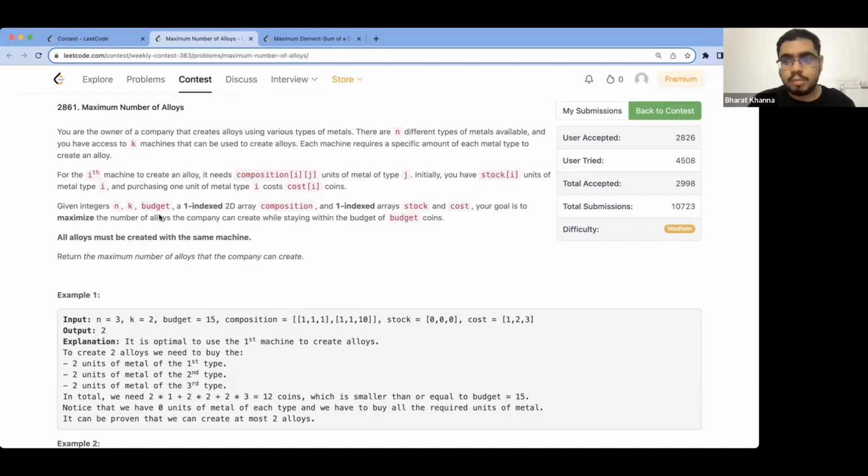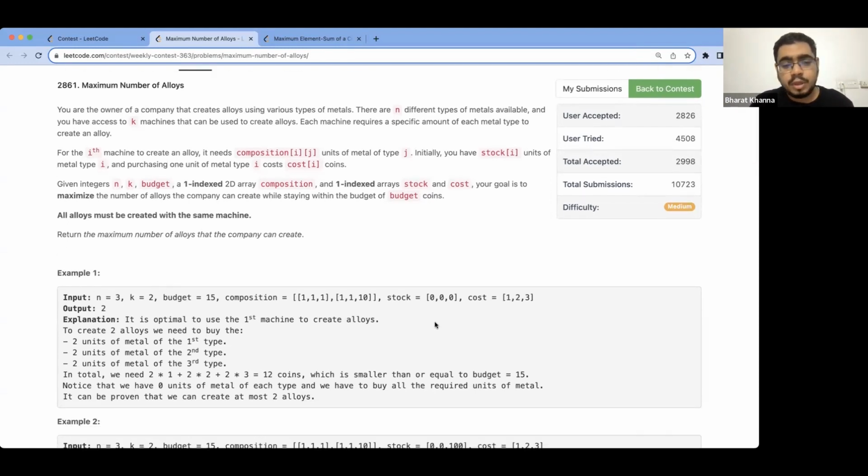Let's start with this third problem, which was there in the contest. So let's go through the problem once quickly, and let's think about the brute force first, as we always do, and then we can try to optimize it step by step, right? So it says that, let's say you are the owner of a company that allows you to create alloys. There is basically a story behind it.